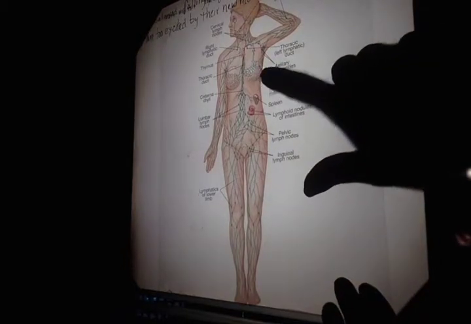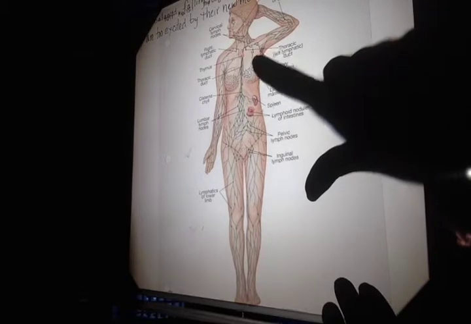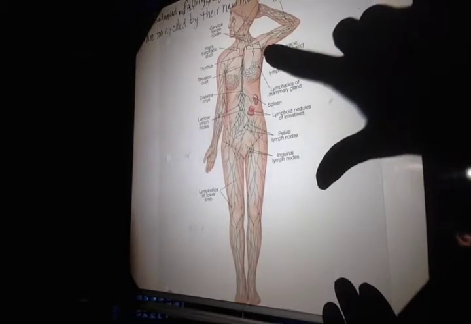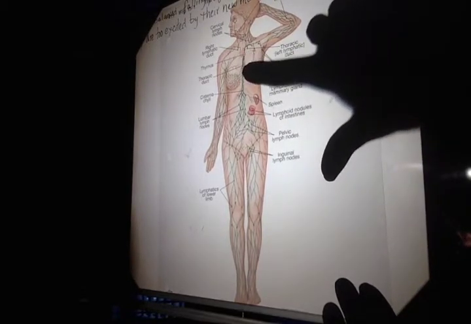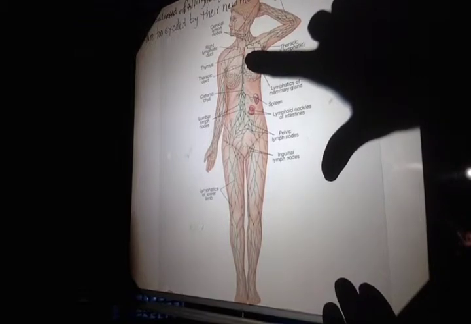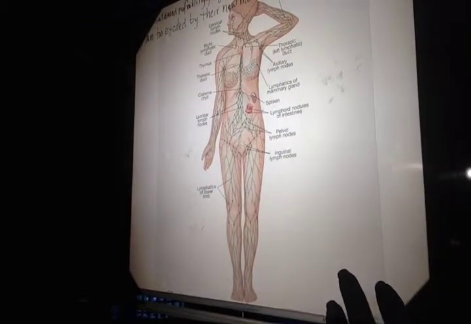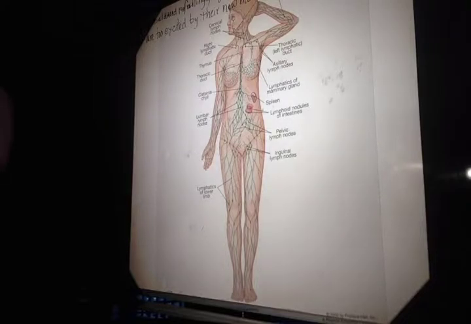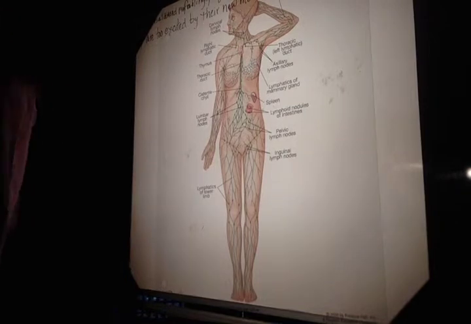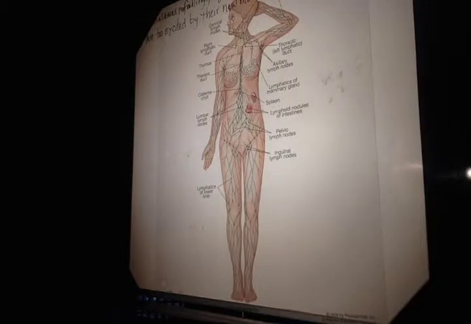For example, the drainage from the breast is to the axilla, and it's also to the mediastinal lymph nodes in here. Okay? Now, can you feel the mediastinal lymph nodes? No, the sternum's in the way. Okay? Can you feel the axillary lymph nodes? Yes, and that's part of your breast exam, yeah. Okay. All right.